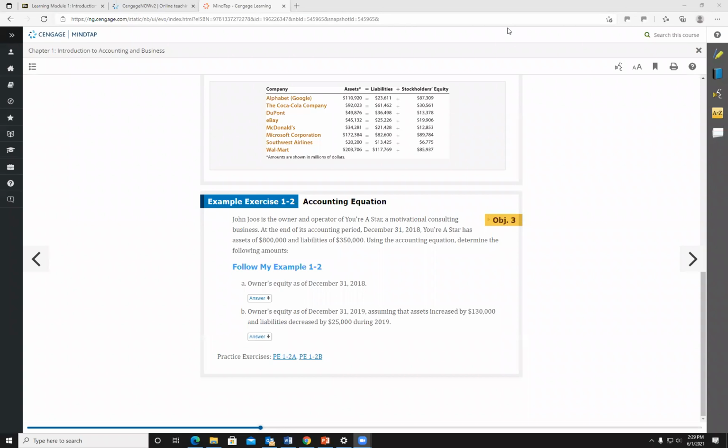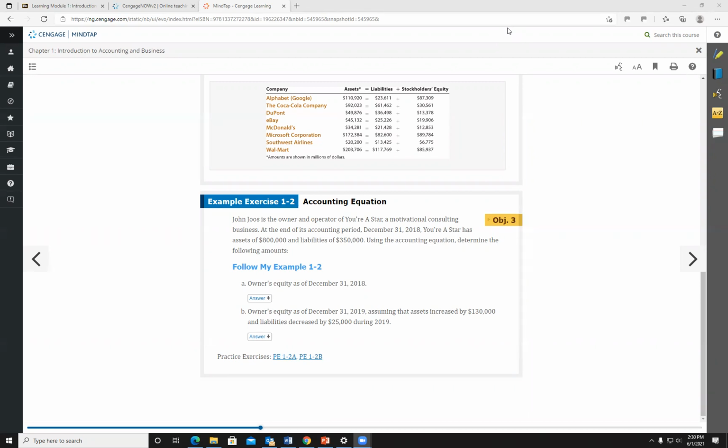Let's look at an example of an accounting equation. It says here that John is the owner and operator of Eurostar, which is a motivational consulting business. At the end of its accounting period on December 31st, 2018, Eurostar has assets of $800,000 and liabilities of $350,000. Using the accounting equation, determine the following amounts. First of all, what is the owner's equity as of December 31st?